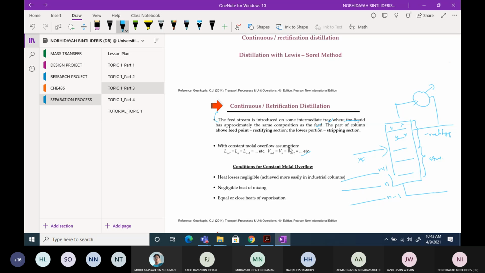How can we actually assume this thing to happen? We assume that because there is no heat loss. Of course, in real life there is heat loss throughout the column, but we just neglect it. The heat loss is negligible, and then we neglect the heat of mixing. And then we also assume equal or close heats of vaporization. Okay, so these are certain assumptions, all right.